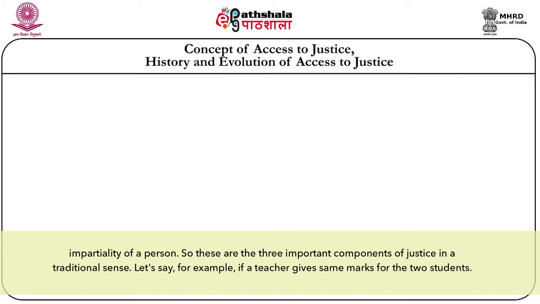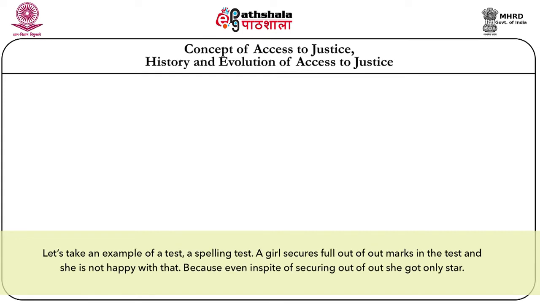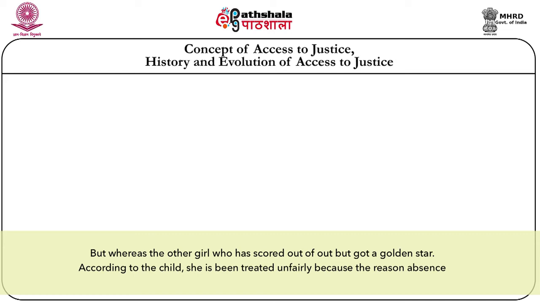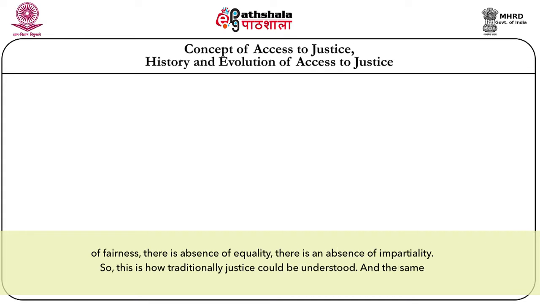Let us say, for example, a teacher gives the same marks to two students. Let us take the example of a spelling test. A girl secures full marks in the test, and she is not happy with that, because in spite of scoring full marks, she got only a star. Whereas the other girl, who has scored full marks, got a golden star. According to the child, she is being treated unfairly, because there is an absence of fairness, an absence of equality, and an absence of impartiality.